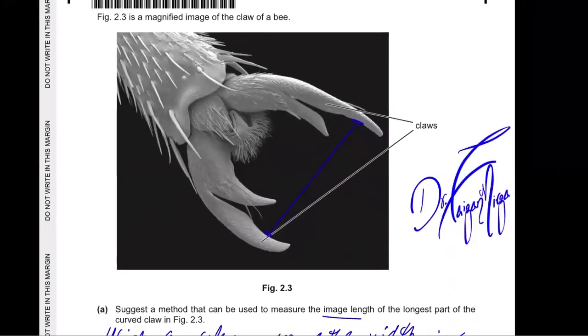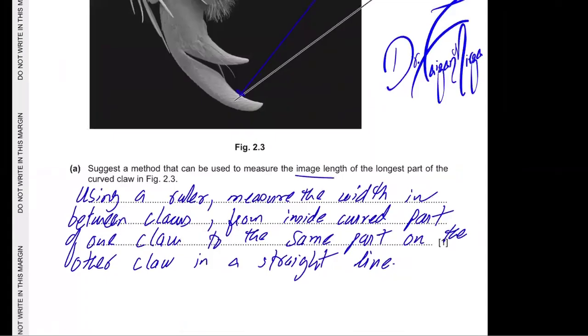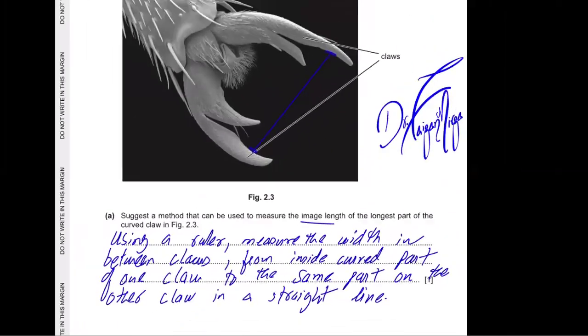In the next question part, they are showing you a figure with the claw magnified, and the claws of the bee are shown. So suggest a method that can be used to measure the image length of the longest part of the curved claw shown in figure 2.3.